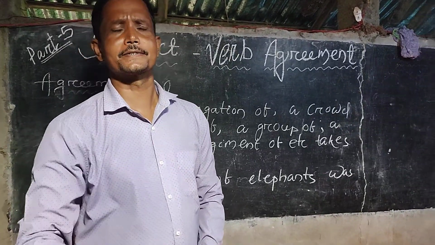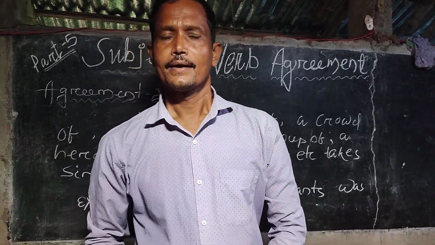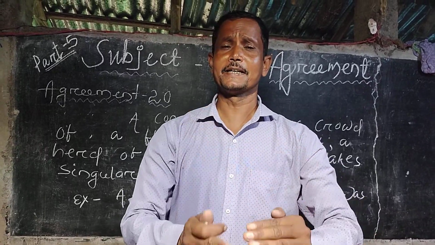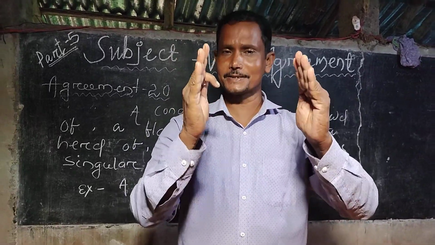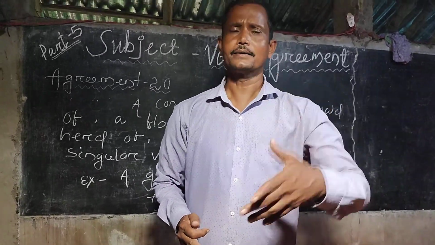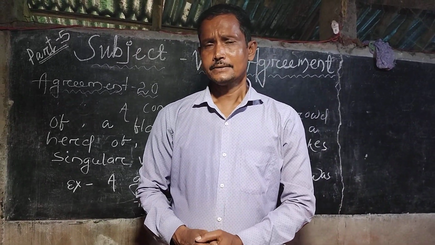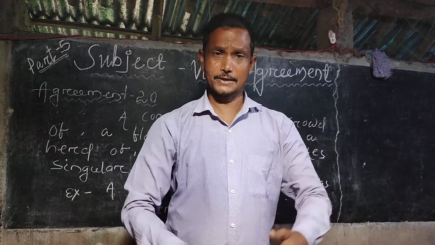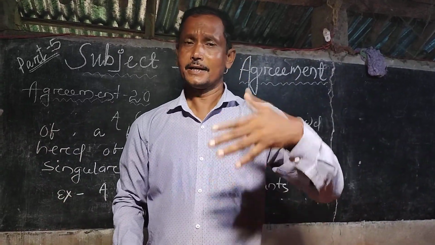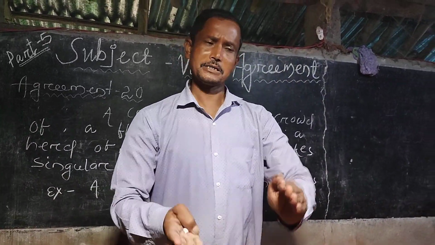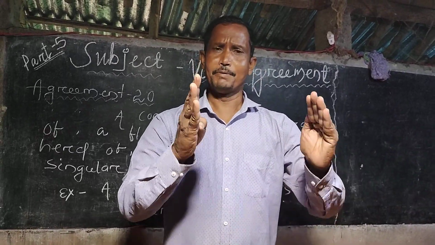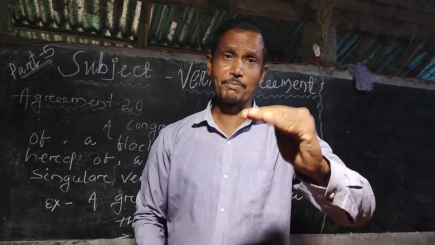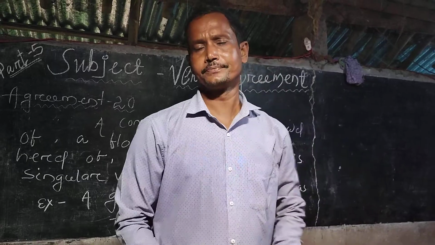We shall proceed towards agreement number 20. This agreement will tell you about phrases like "a group of." If a sentence begins with the phrase "a group of," "a congregation of," "a horde of," "a regiment of," etc., and after them plural nouns may be used, we have to supply singular verbs to them. Give a look.